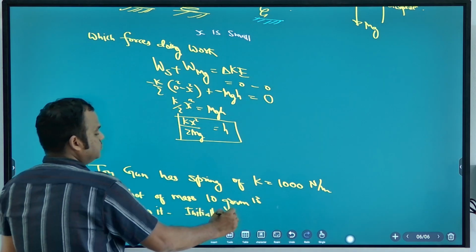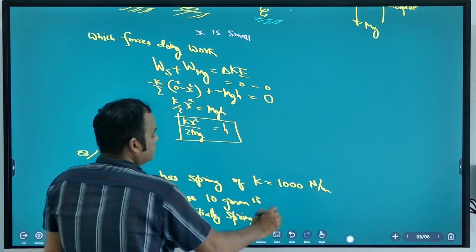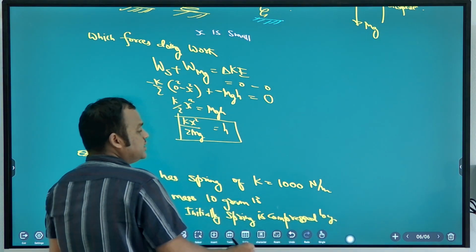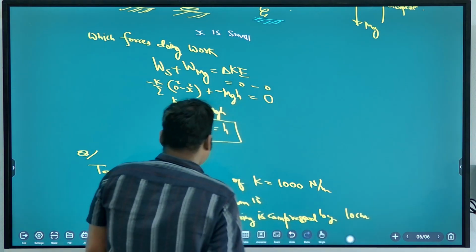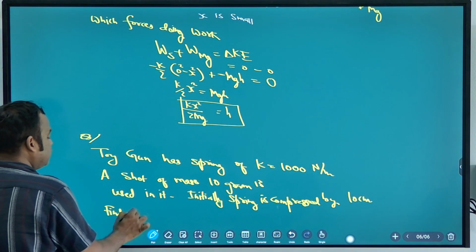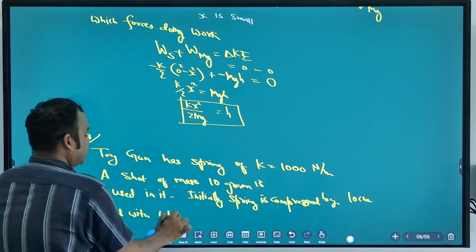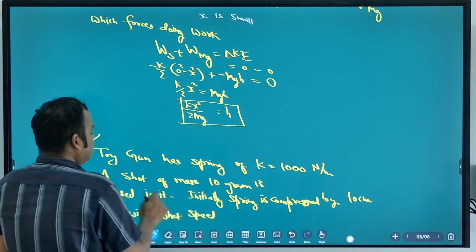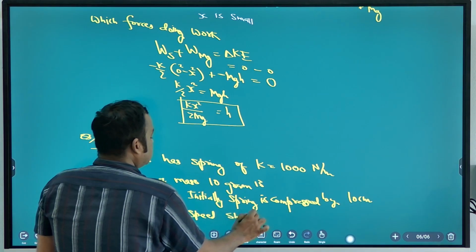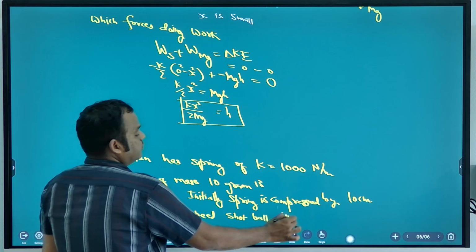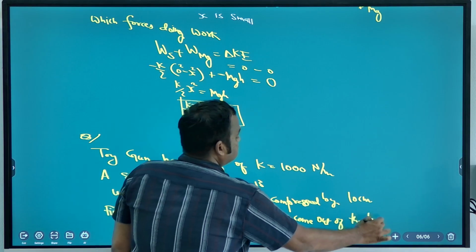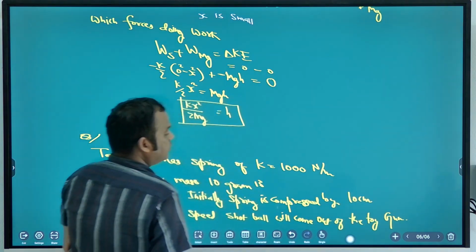Initially, the spring is compressed by 10 centimeter. Find with what speed the shot ball will come out of the toy gun. Okay, from the toy gun, with what speed will it come out?